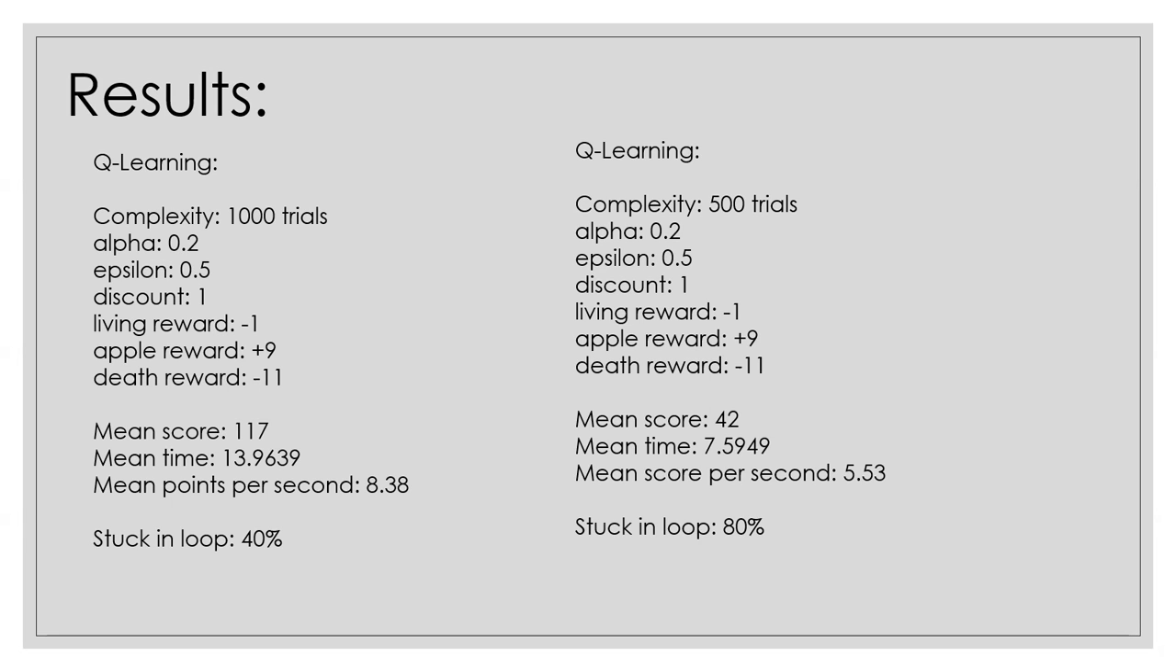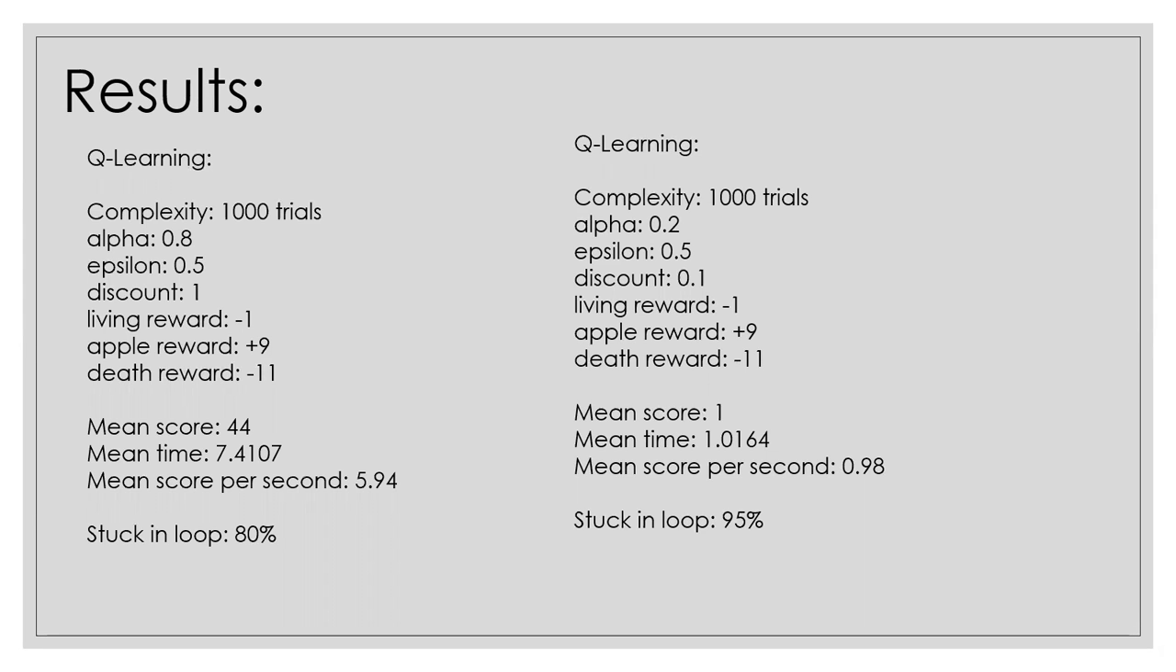I halved it, so only about 500 trials, and kept everything else the same. The mean score dropped significantly. So did the mean time, but even the ratio is significantly less than the original 1,000 trials. With a mean score of only 42, which is only about 4 apples, and a mean time around 7.5 seconds. The mean score per second was still better than the search-based algorithms, with 5.53, but it got stuck in the loop 80% of the time.